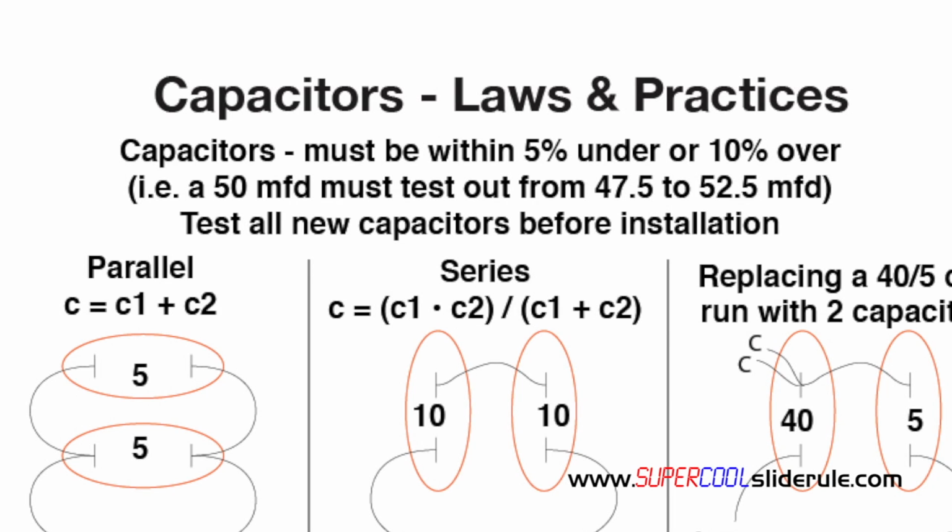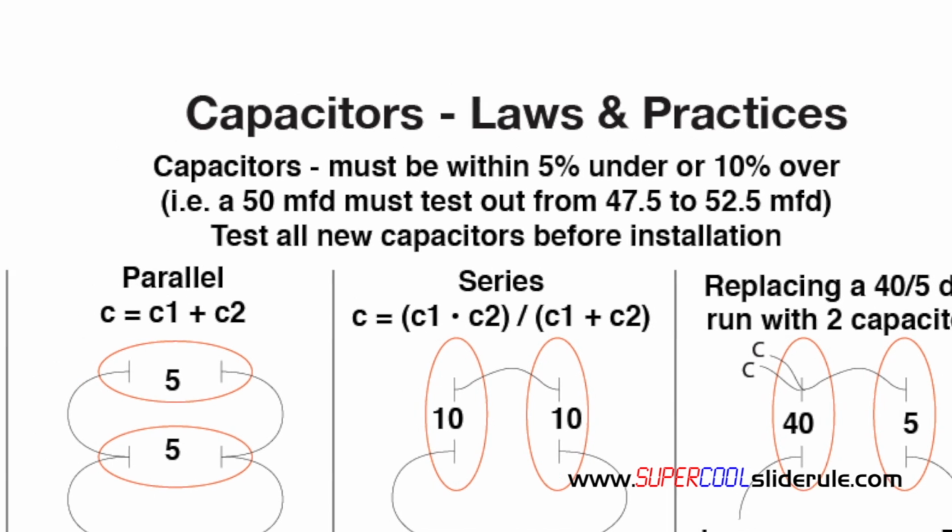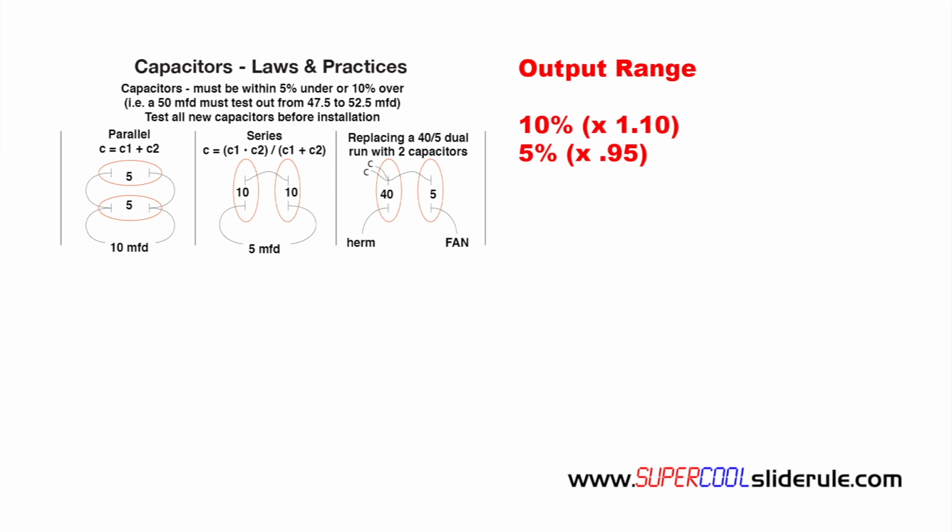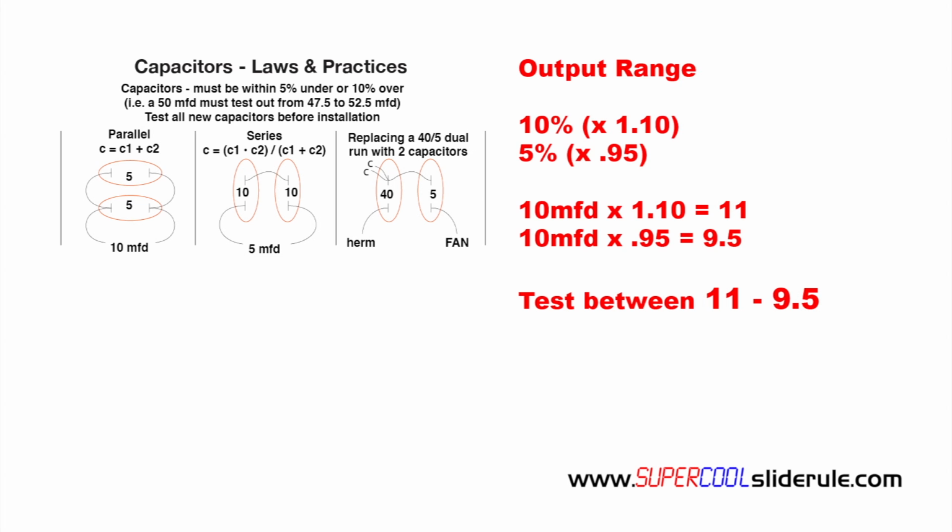The output must be no less than 5% under or 10% over. Here's the math. For 10% over, we multiply our capacitor rating by 1.10, and for 5% under, we multiply our capacitor rating by 0.95. So 10% over is 11, and 5% under is 9.5. So as long as our capacitor tests out from 9.5 to 11, it is acceptable for 99% of the applications out there.